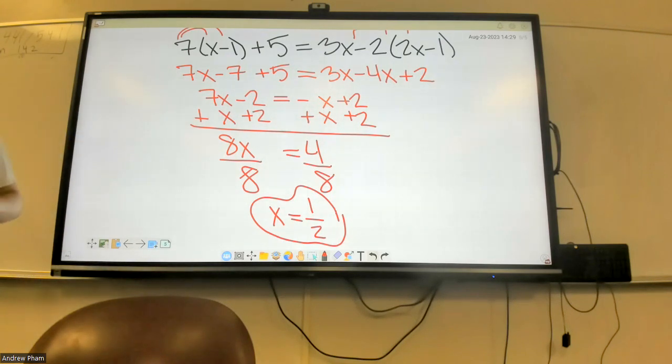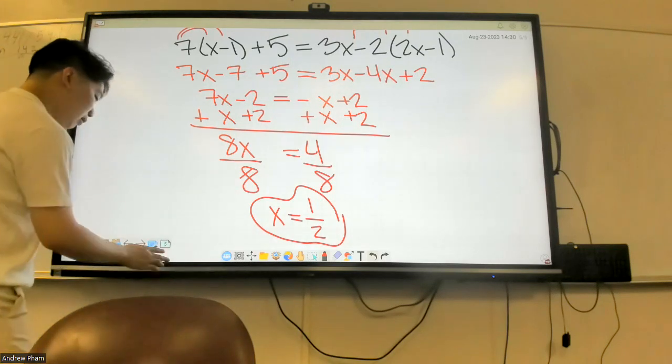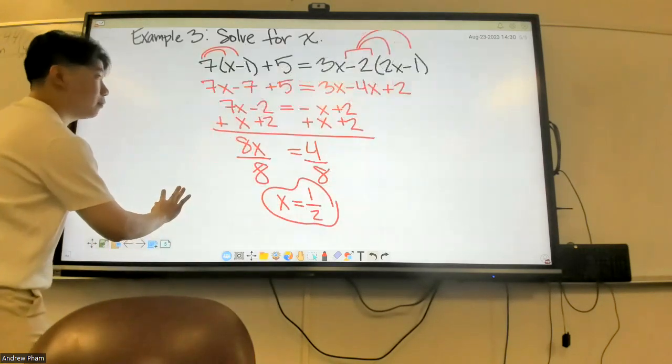All right, so we're done with this example 3. Any questions about any of the steps that I worked through here? So this problem so far, yeah, not a problem. So let me zoom out a little bit.